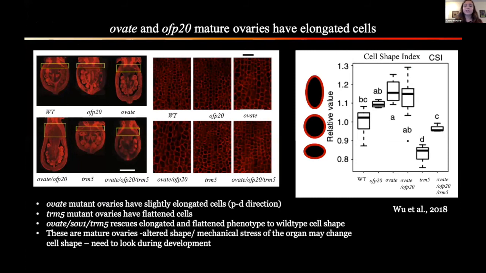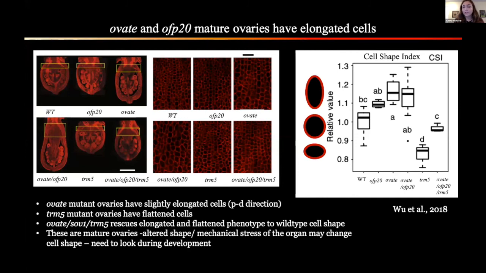Okay, and to go into that first hypothesis that I was talking about: do these mutants affect cell shape or cell elongation? I'm showing you again here the mature ovaries. So we know that they do in fact affect cell shape. Here is the ovate mutant and then the double mutant, and they do have elongated cells. I'm not showing the data here, but they also have slightly larger cells. So there is a change in cell shape and size.